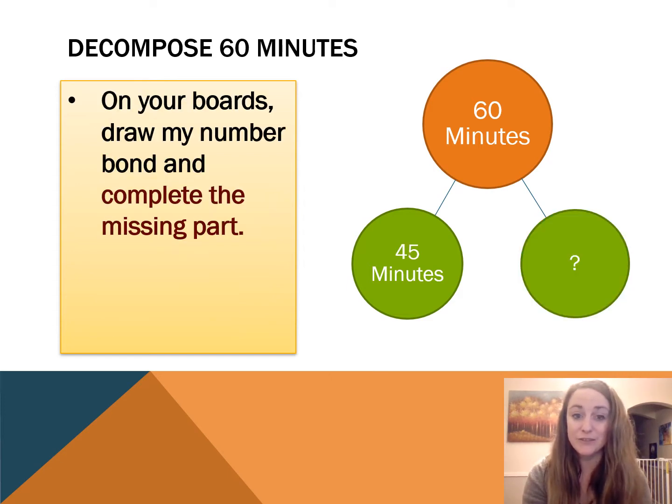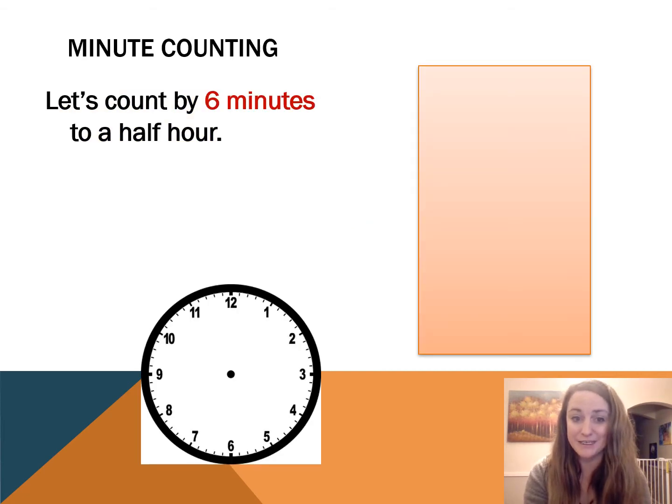On your boards, draw my number bond and complete the missing part. We have 60 minutes total, 45 minutes known, and we're missing the next part. How many minutes are left in the hour? 15 minutes. 45 minutes plus 15 minutes equals 60 minutes.